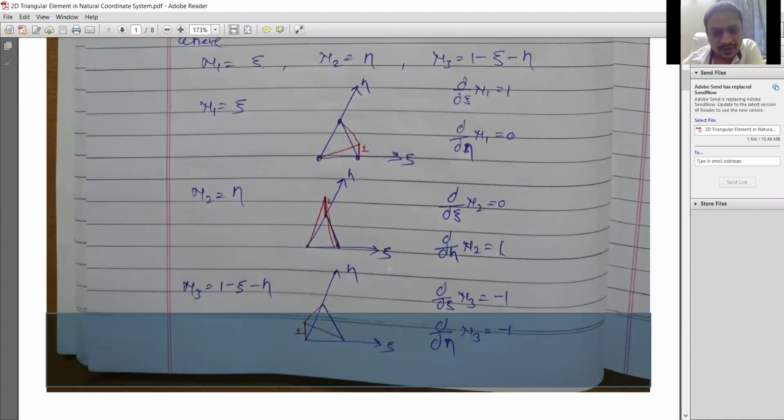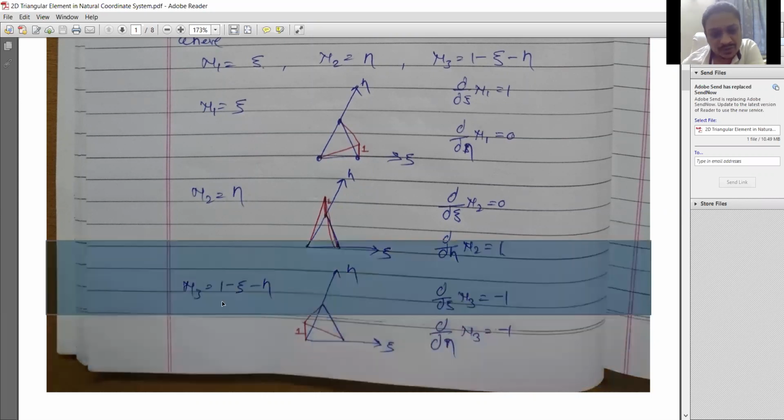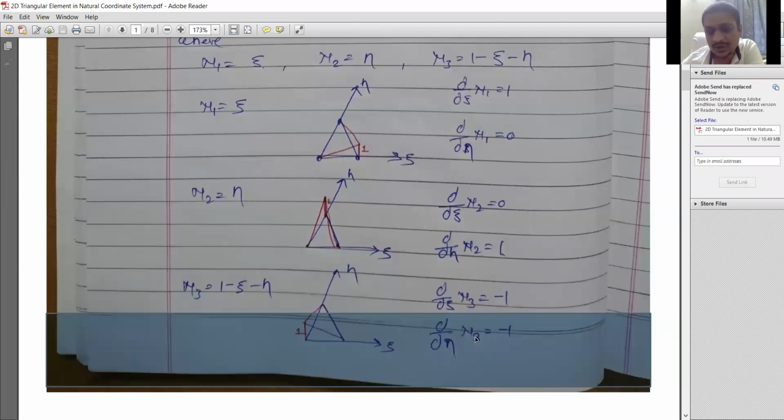We will be requiring the derivative of this also in the future. If you take the derivative of N3 with xi, you are going to get minus 1, and if you take the derivative of N3 with eta, you are also going to get minus 1. So it is very simple to understand.